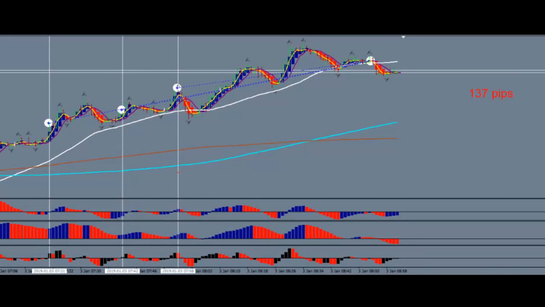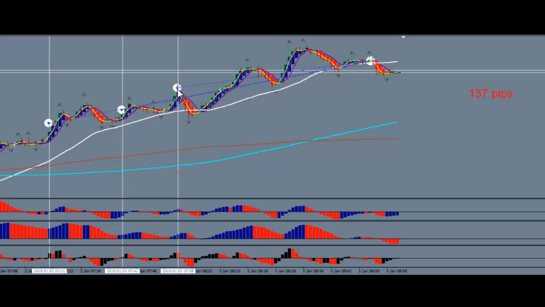Here's the pound yen, and this happened in the European session. Looks like 137 pips. Now we talk about taking a trade and adding on to it, and then we closed them all at the same time. Notice that cross on the 1 minute. Zone trade right there. Trade right there. 2 good entries.